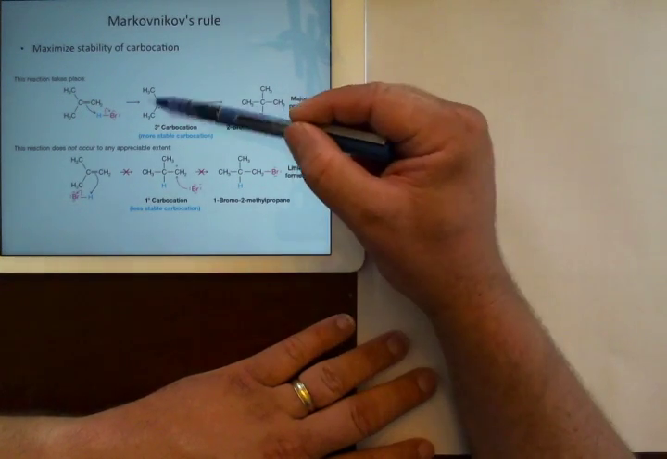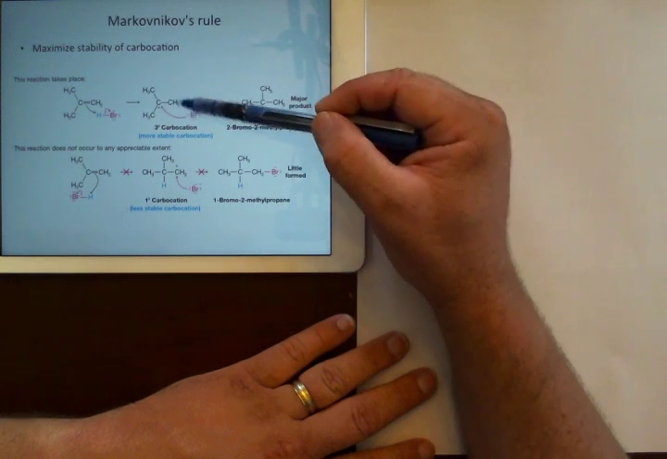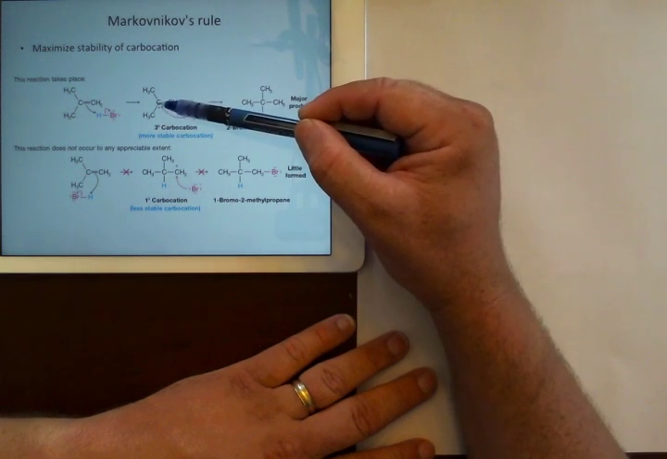So in this reaction, you have a choice. If you add the hydrogen on this side, it becomes a tertiary carbocation.